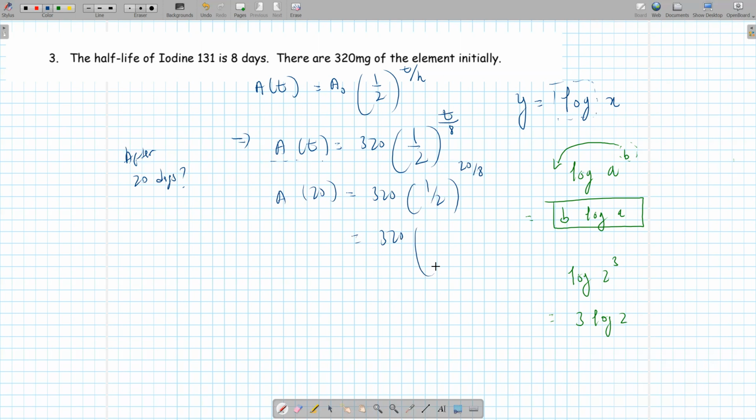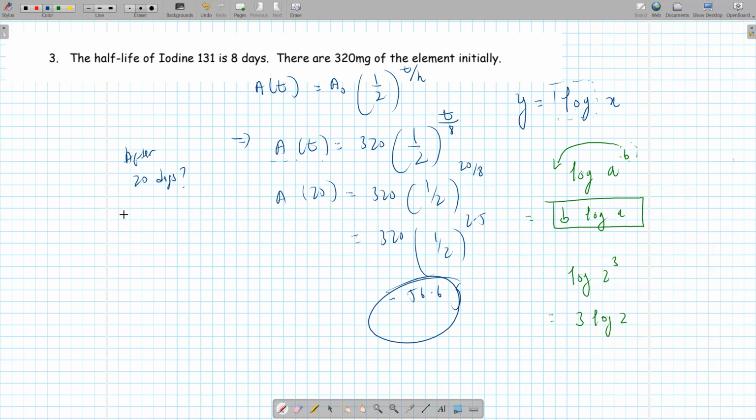So what's 20 divided by 8? That's 2.5. So we have 1/2 to the power of 2.5. And then that's 0.5 to the power of 2.5, which is 0.176 times 320. So you have 56.6 grams after 20 days. Do you see that?